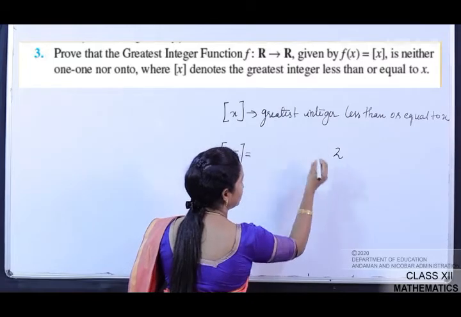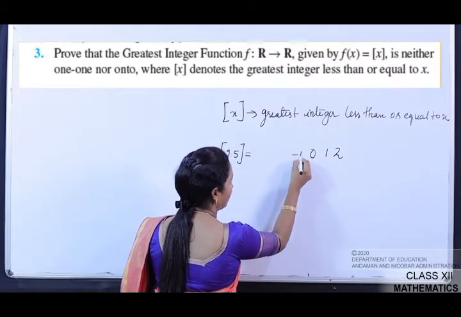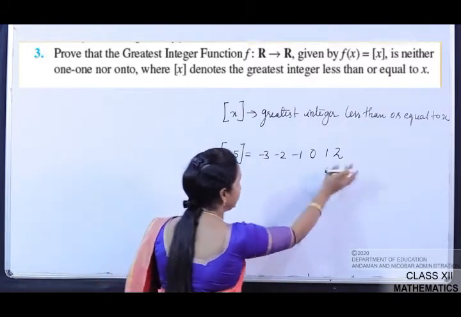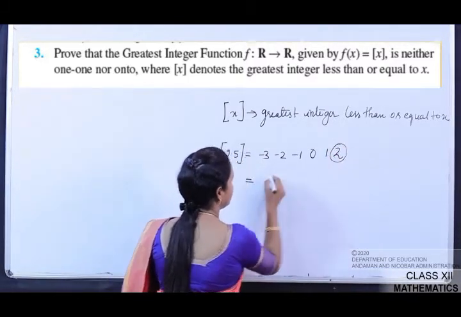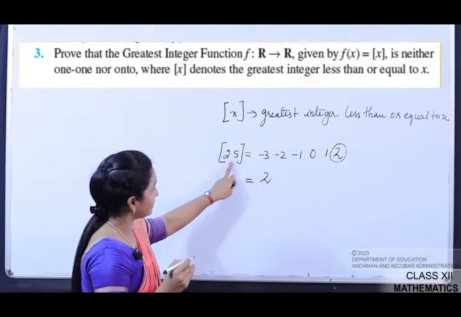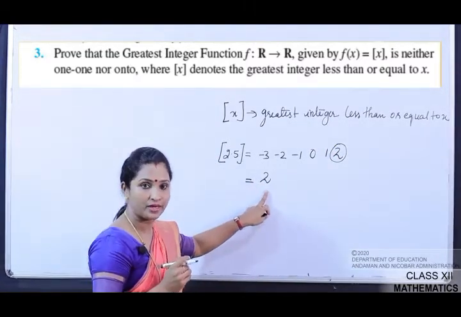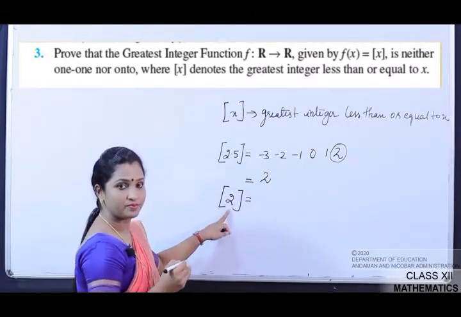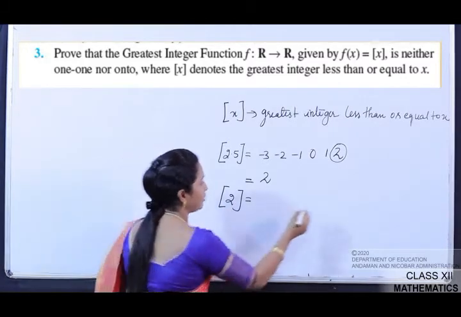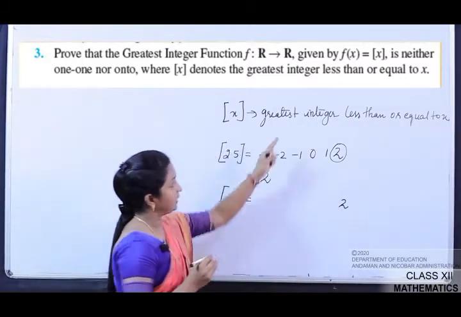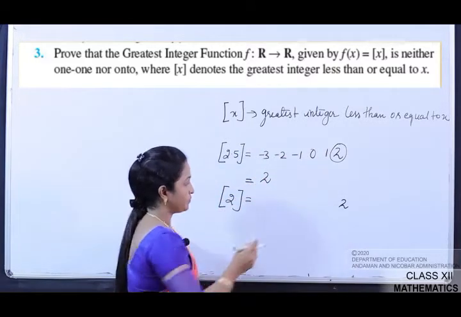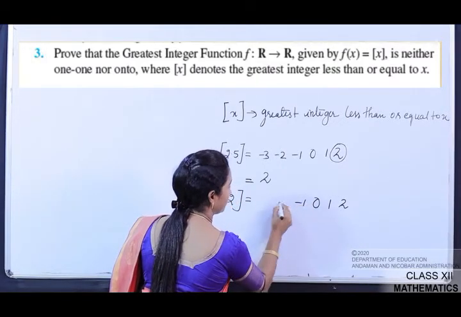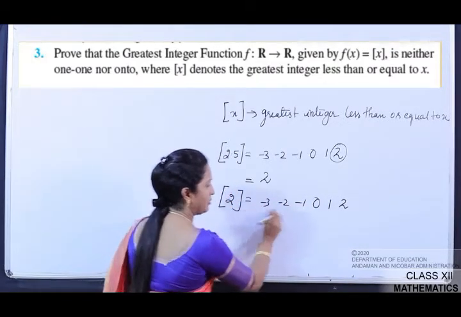We'll start from 2, 1, 0, minus 1, minus 2, minus 3, and it goes like that. Okay. Now among these integers, which one will be the greatest? 2 will be the greatest. So the greatest integer of 2.5 will be 2. Clear? Suppose you are finding the greatest integer of 2. ये decimal नहीं है, only 2 है. तब भी क्या होगा? You have to write down integer less than or equal to x. So 2, 1, then 0, minus 1, minus 2, minus 3, ऐसे ये जाएगा.